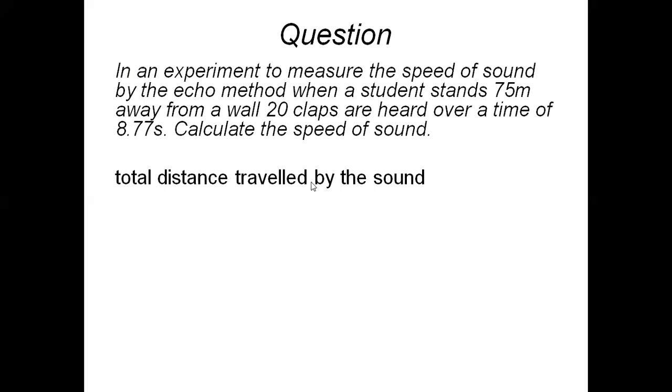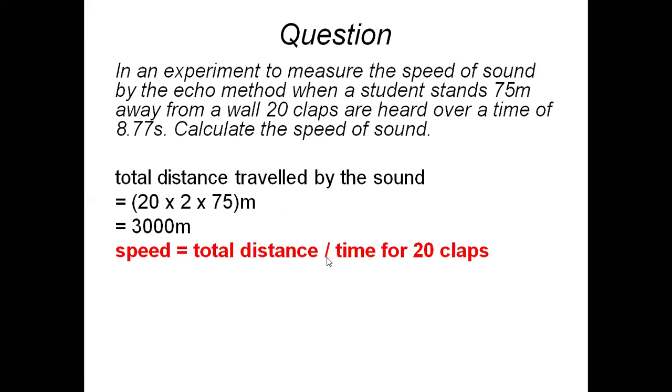So total distance traveled by the sound. How do we calculate the total distance? Because it is done 20 times. Sound goes, comes back, means 2d. So 2 times 75, multiplied by 20, because it is done 20 times for 20 claps. Sound goes and returns 20 times. So the total distance covered by sound is 3000 meters.